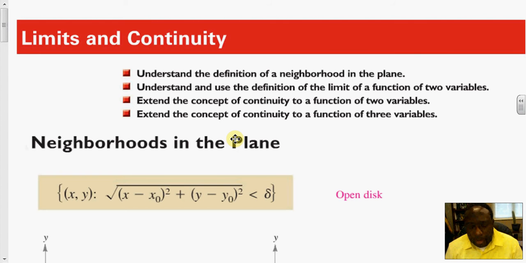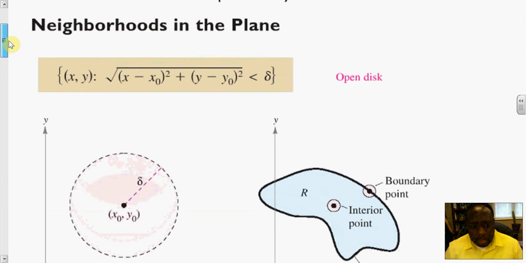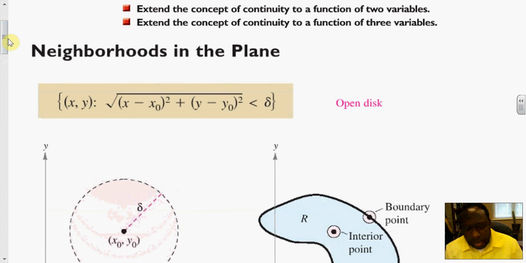Limits and continuity. We want to discuss the limit of a function of two variables and also the limit of a function of three variables, and likewise the continuity of such. We start with the same concept that you saw in Calculus 1 when we introduced calculus to compute the limit. There the definition was based on epsilon delta, and likewise here.